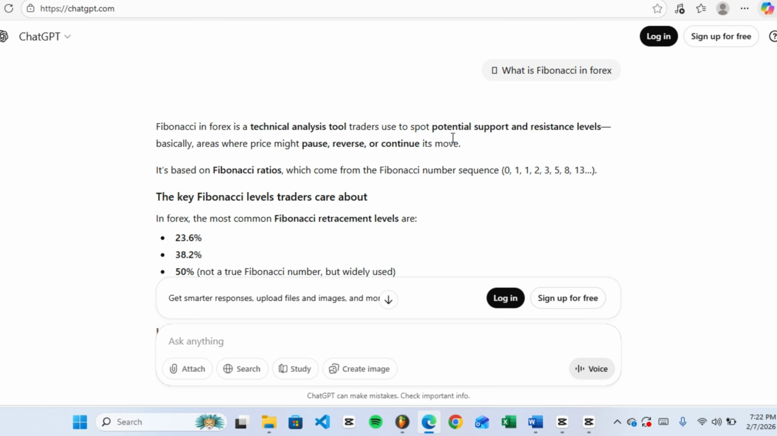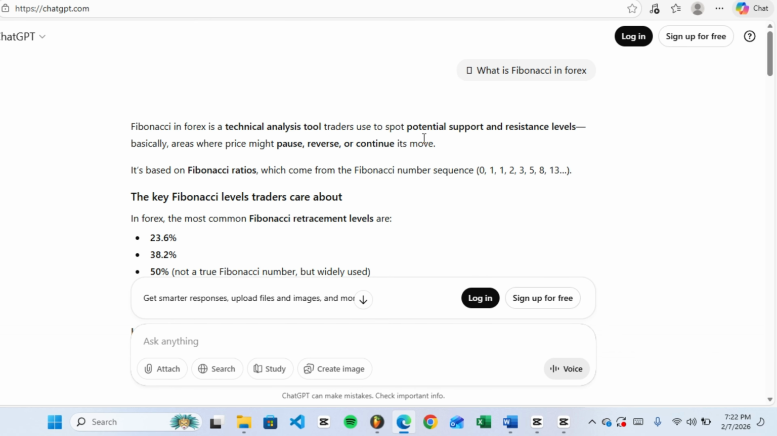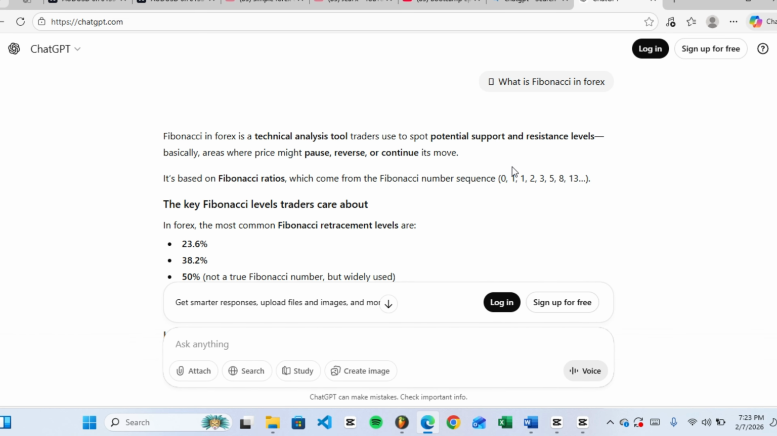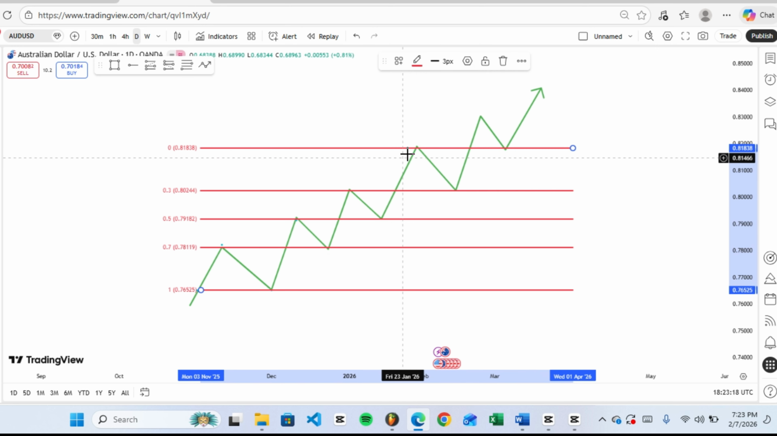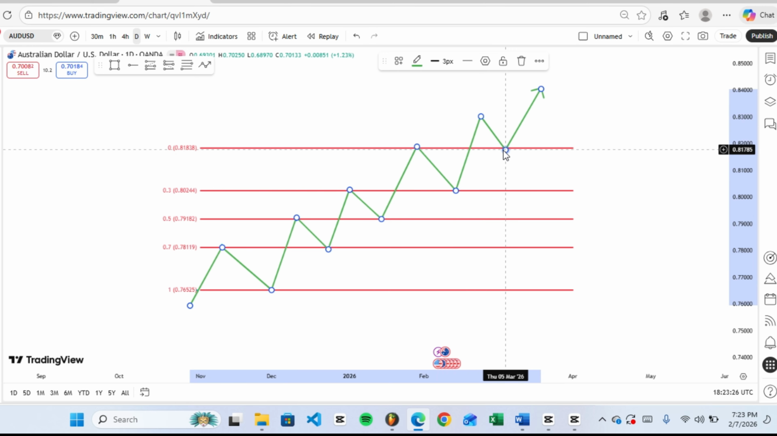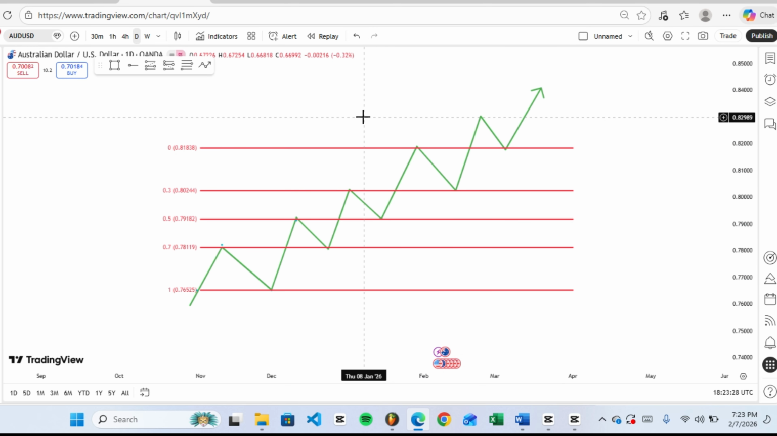According to ChatGPT, Fibonacci in Forex is a technical analysis tool traders use to spot potential support and resistance levels. Basically, areas where the price might pause, reverse, or continue its move. What that means, you can see here, this is a support zone, and this is a Fibonacci tool. You can see how this Fibonacci gives a clean support zone here, and then the market pushes up and still gives another support zone. So that is how Fibonacci helps give support and resistance zones.